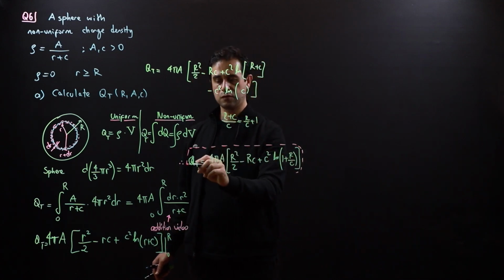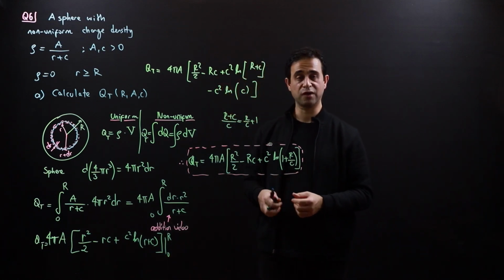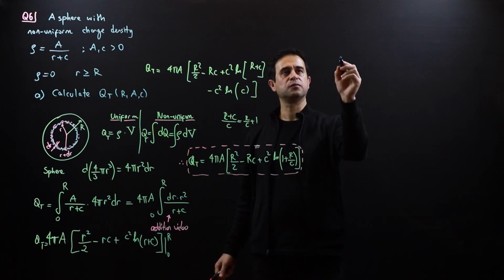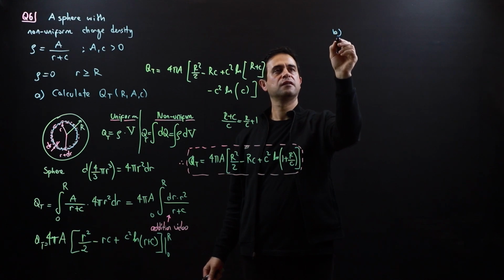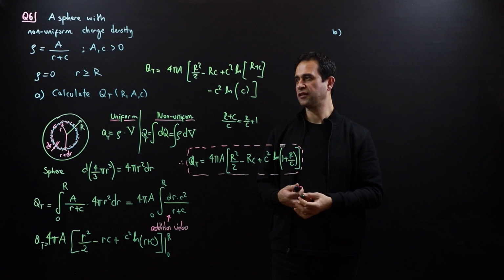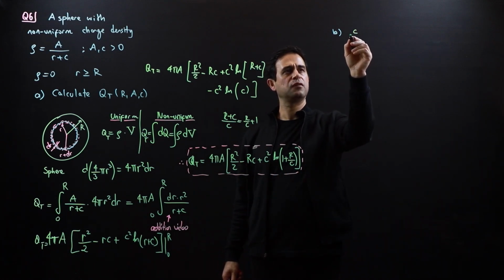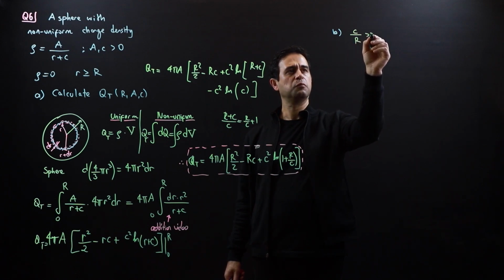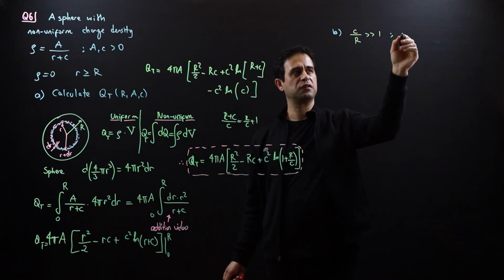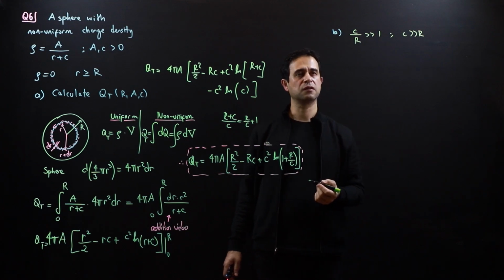That's only the first part of the question. I told you that this is a little bit involved, but it's okay. The second part of the question is basically the following. It's a nice limit that we are asked to take: for the limit when c over R is much greater than 1, or another way to say that is when c is much bigger than R. This constant c is much bigger than R.